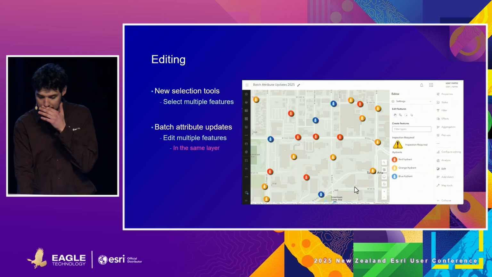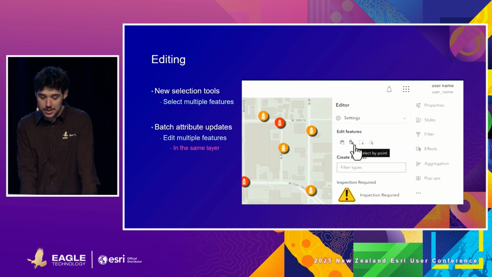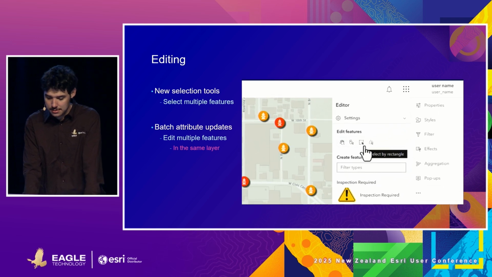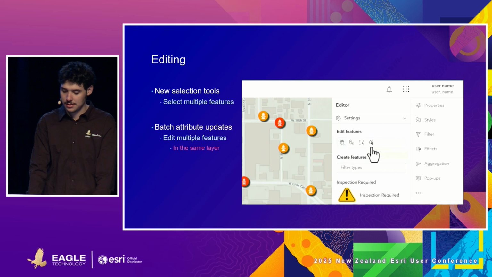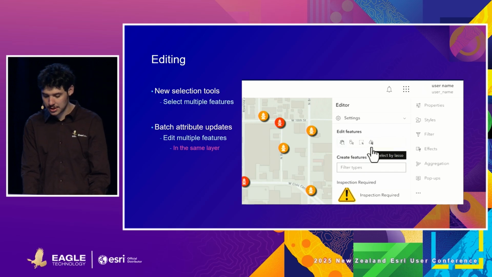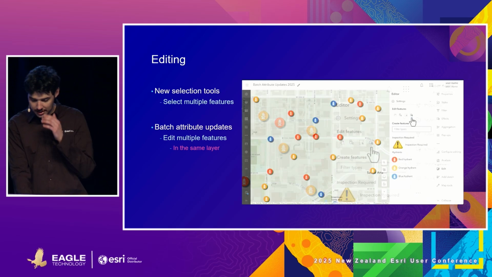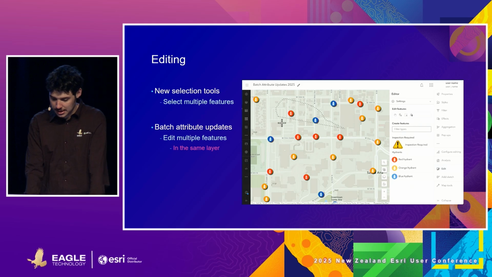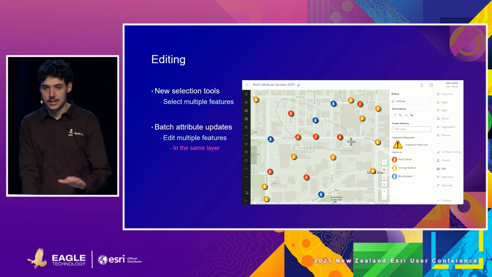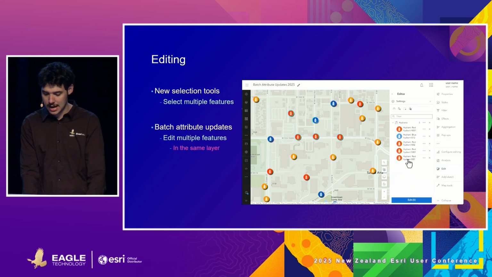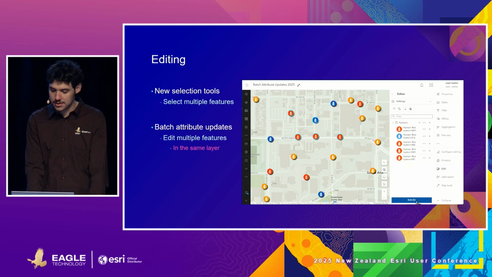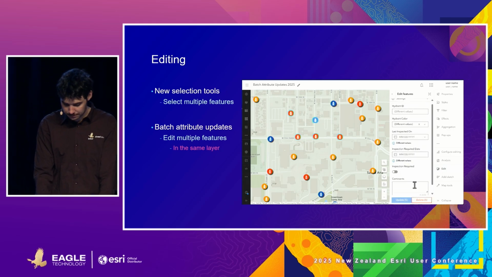Okay, so batch attribute updates. This has been a highly requested feature, and now it has come to ArcGIS Online. To make a selection, simply choose your selection tool of choice, which can either be select by lasso, select by rectangle, and of course the classic select by point. To select multiple features on the map, refine your selection in the editor pane and then edit attributes for multiple features at once using a smartphone experience.